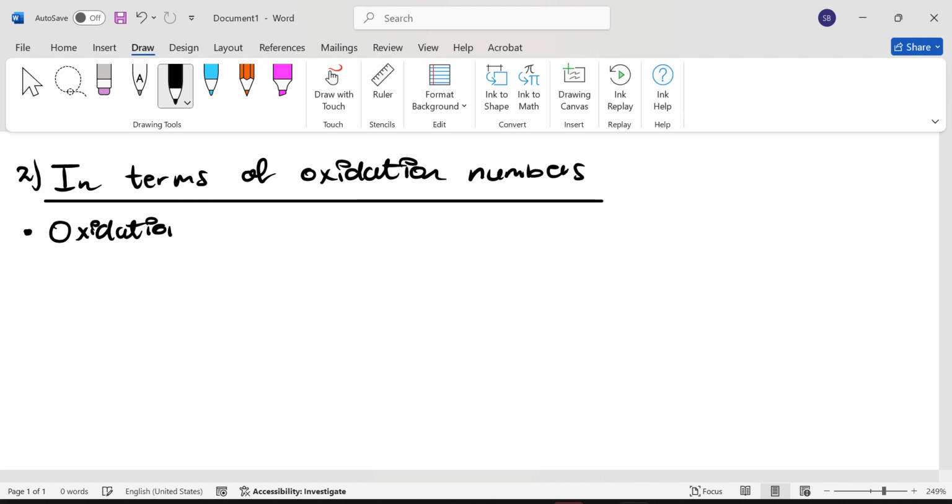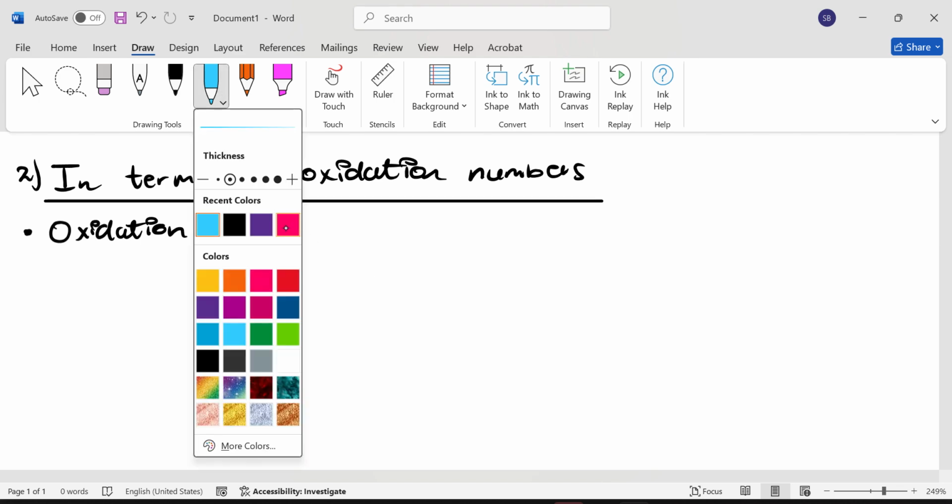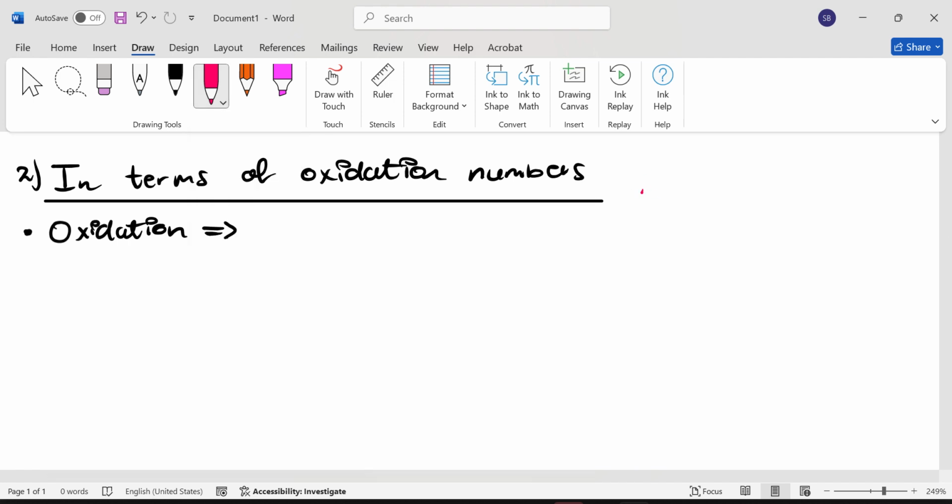Now think about it. If we're defining oxidation, and we're talking about oxidation numbers, doesn't that sound like these two are basically working together? So there must be a direct relationship between the two. Well, if you think that, then you're very correct, because if you define oxidation in terms of oxidation numbers, we say that oxidation is an increase in oxidation numbers.